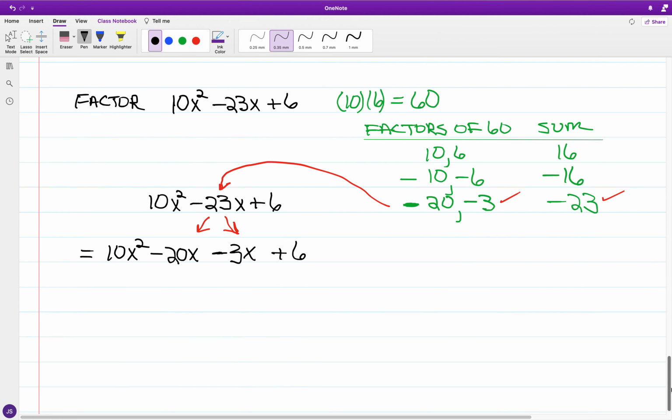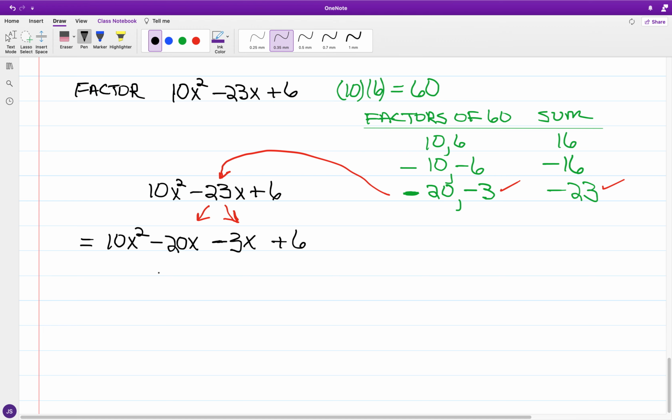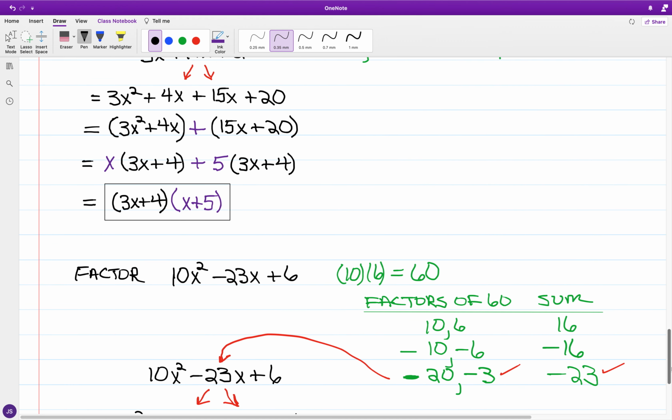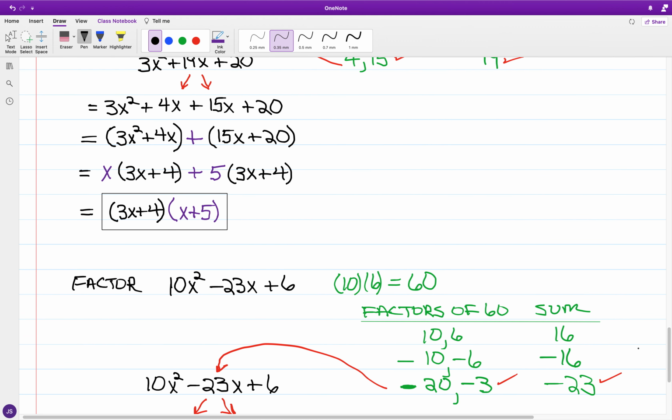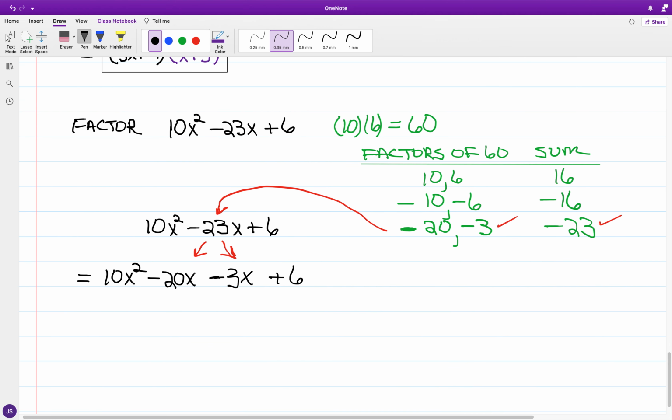Okay. Now, for the grouping, this time around, before, we had the middle operation to be addition. However, this time around, the middle operation will be subtraction. So once we put in parentheses, there's going to be a slight bit of mental gymnastics to perform. Now for the first two terms, putting in parentheses, we have the quantity of 10x squared minus 20x. And again, we have with the middle operation, not addition, but subtraction.